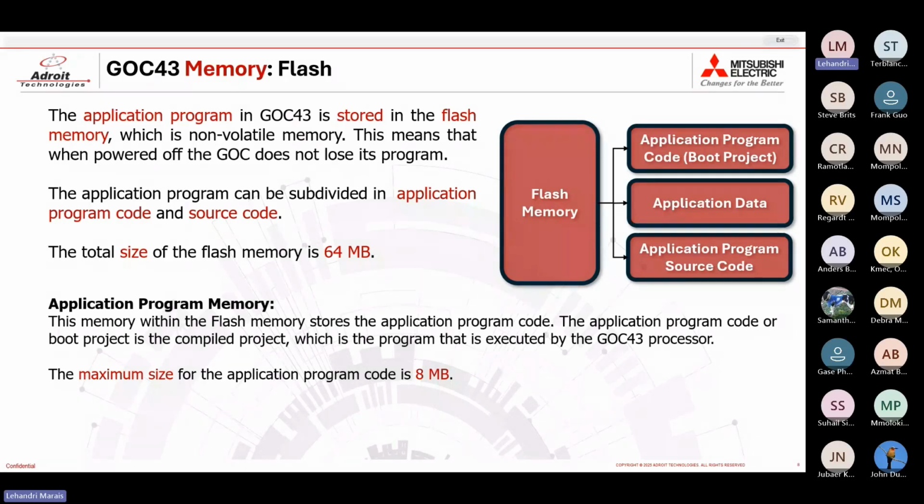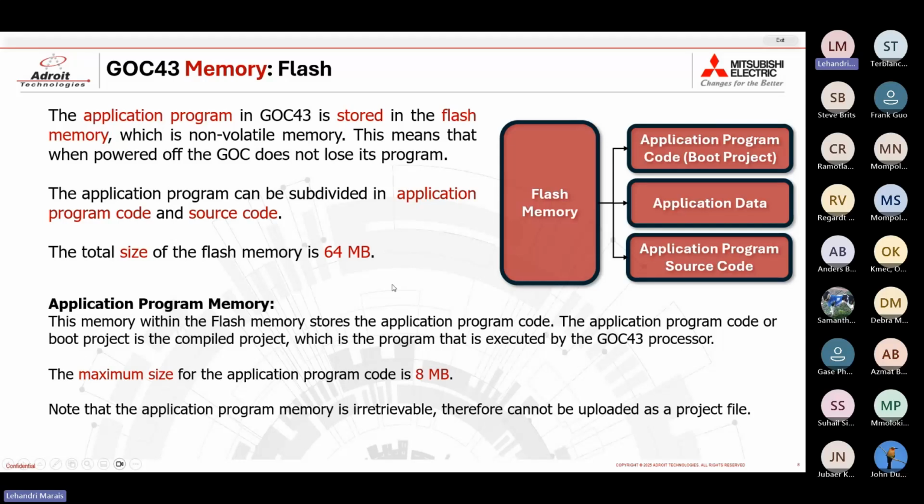The maximum size for this boot project or application program code is 8 megabytes. So that is 8 of the 64 overall flash memory. This application program code is irretrievable. Therefore, when you try and read it from your GOC, it can't be used to download to another GOC, as it is not a complete project file.